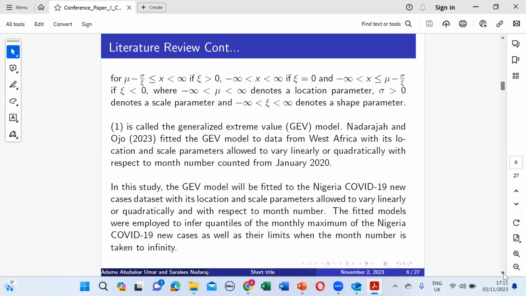So in this study, the generalized model will be fitted to the Nigerian COVID-19 new cases data, with location and scale parameters allowed to vary linearly and quadratically, based on the trend of the data, with respect to the month number. The fitted models were employed to infer quantiles of the monthly maximum of Nigerian COVID-19 new cases, as well as the limit when the month number is infinity.